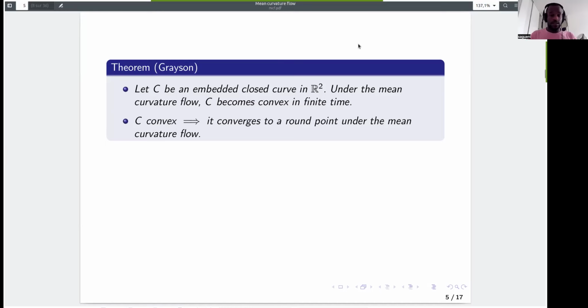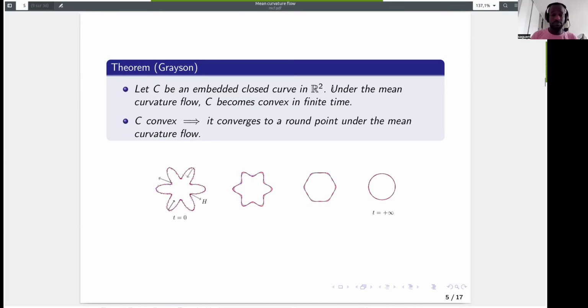Another interesting result is that if I start with a convex curve, this curve by the mean curvature flow is going to converge to a round point. We're going to see an example. We start with a curve which is not convex. We see that the curvature makes this place go outside and here go inside, and this place go outside and here inside. So it homogenizes the shape and the curvature. You get something more homogeneous, and now more homogeneous and convex, and after that, at t equals infinity, you converge to a circle.